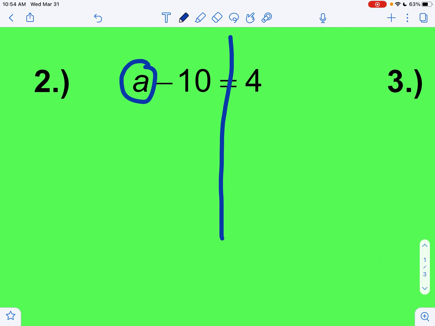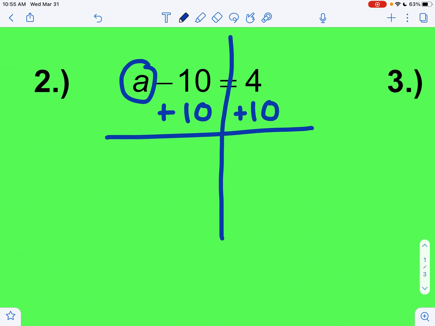Well, we want to get rid of that minus 10. We want to move it over to the other side. So the opposite of minus 10 is, what's the opposite of subtracting? It's adding. We're going to add 10 to both sides. Okay, and I like lining my numbers up. Super nice.